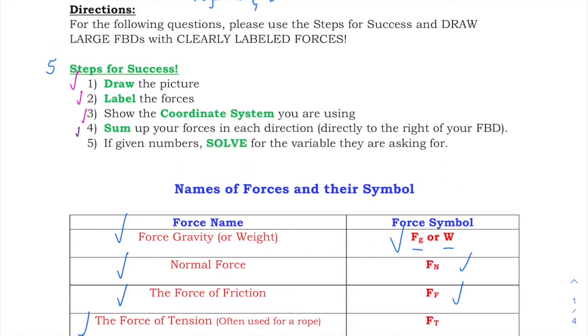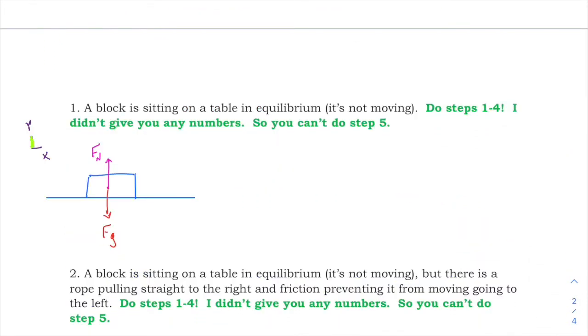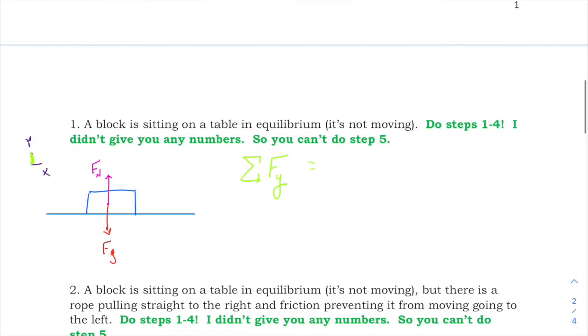And step 4, we're going to sum up. We're just going to add up the forces in each direction. When they say the word sum, that just means add them up. And in math class, maybe you've seen this symbol before. It's the Greek letter sigma, which just means add it up. So you're going to add up your forces in the y direction. If you don't like making Greek letter sigmas, all that symbol means is add your forces in the y direction.